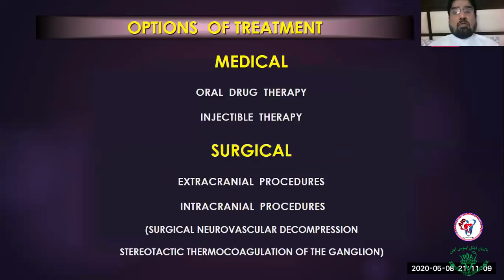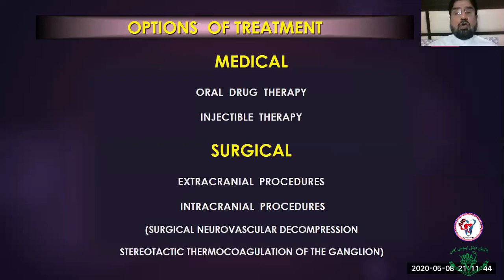And what are the options? We have the medical options and the surgical options: oral drug therapy, just medicine, then injectables, different injectables which we will discuss in detail. Then there are surgical options: extracranial procedures that maxillofacial surgeons used to perform, intracranial surgical neurovascular decompression, and stereotactic thermocoagulation of the ganglion. These all we will discuss step by step.